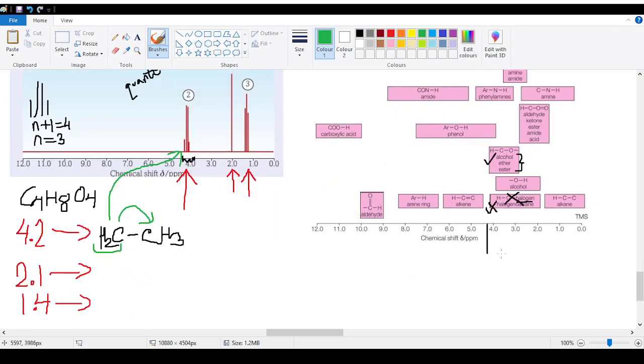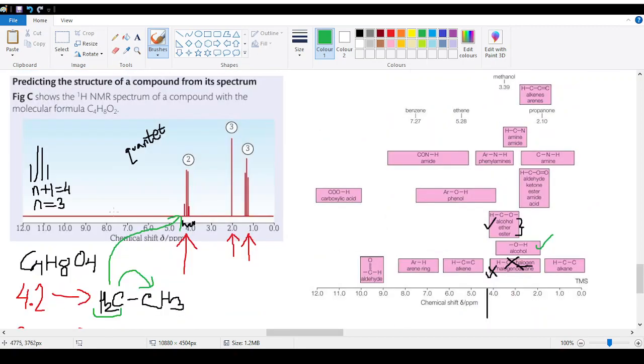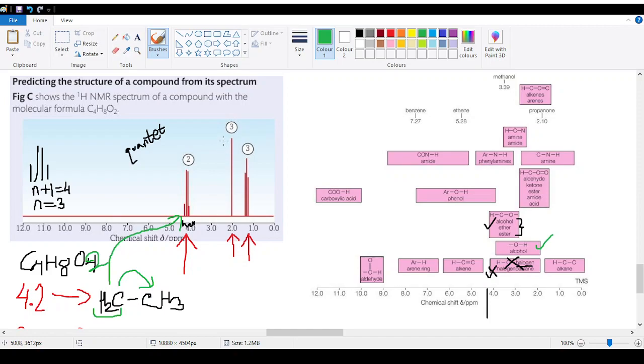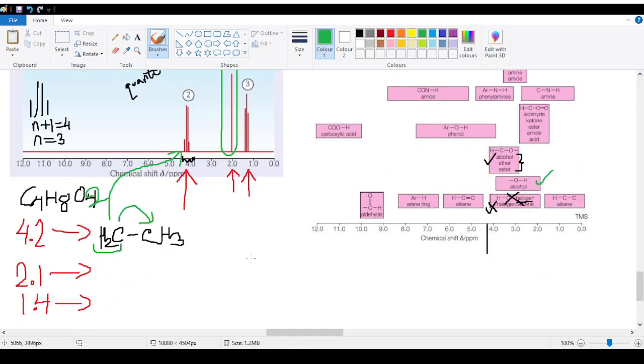And then consider 2.1. At 2.1, I think the most possible is alcohol, right? Alcohol. This is O-H. And what about the splitting pattern of this line? Do you see any splitting pattern, or is it just one single line? It's just one single line. That means this must have been OH, a hydrogen joined with O. Yes or no?